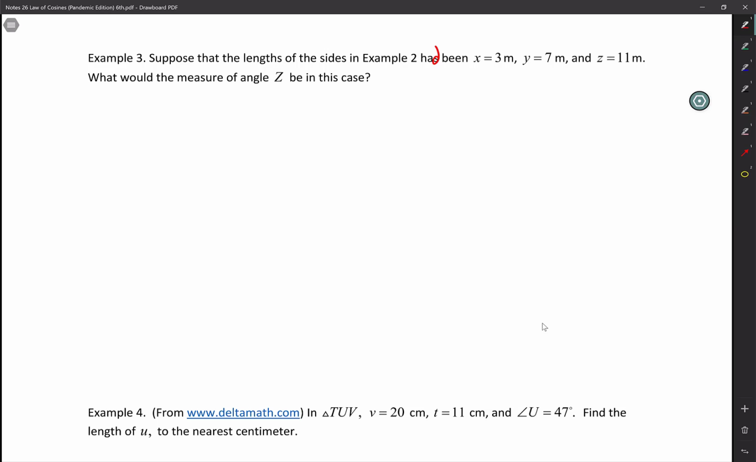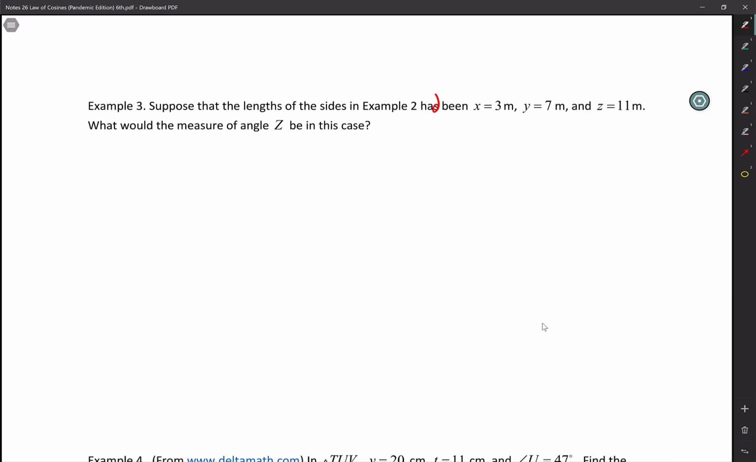I would hope and wish again that you can look at this and immediately know that this is not a triangle. It doesn't make a triangle, guys. For you to have a triangle, the two smallest sides must be larger than your largest side when you sum them up. 3 plus 7 is 10. And yeah, it's not larger than 11.